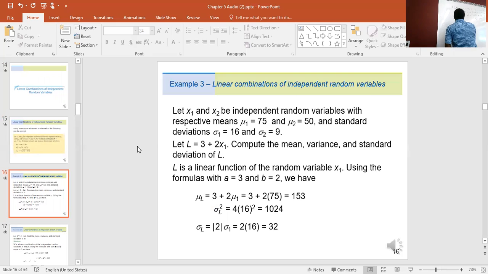Now, let t be equal to x minus y. Then E of t is E of x minus E of y, which is 3 minus 4 equal to minus 1.